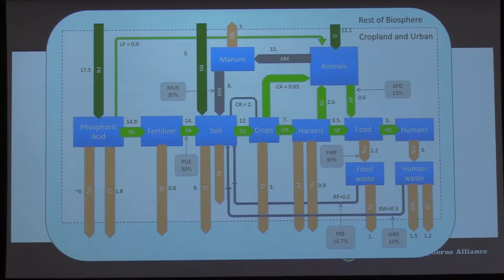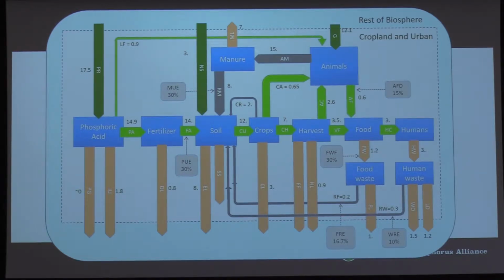We have a significant recycle loop here of returning phosphorus to the soil and producing food consumed by humans. And then we have these various leaks from the system, losses of phosphorus.